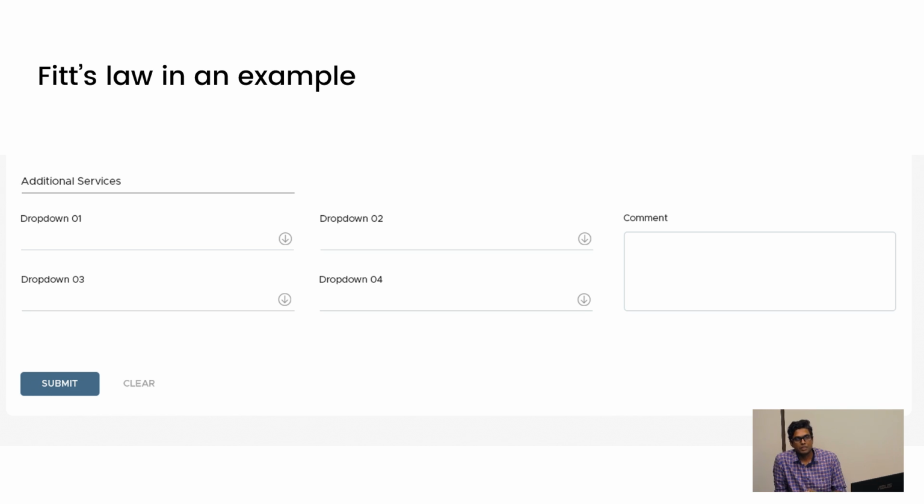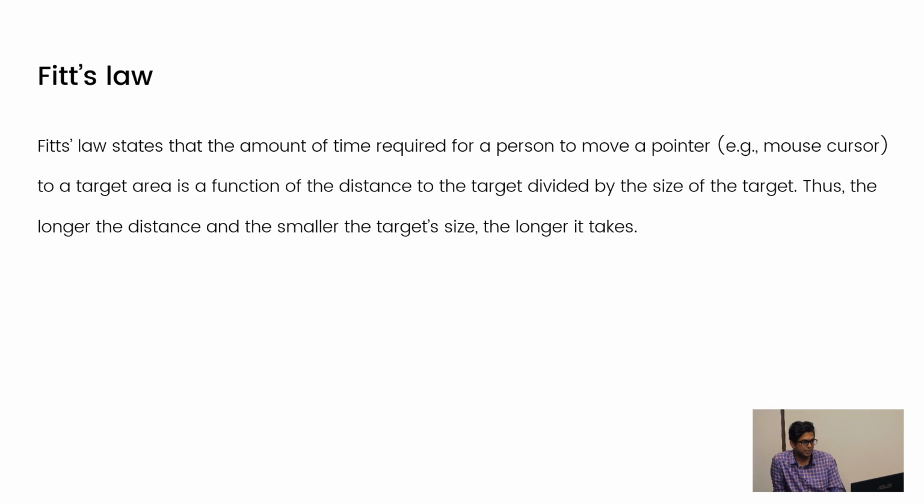If you can see, people read from left to right in Asian countries and European countries. When they fill the information out, most of the time you will fill the comment box at the last part. Then you have to come back all the way to the submit button. And the principle says, the longer the distance and the smaller the target, the longer time you're going to take to complete the task. That is frustrating for the users.